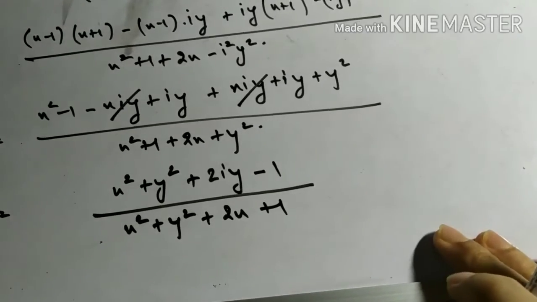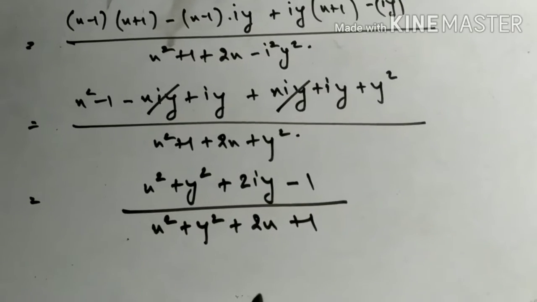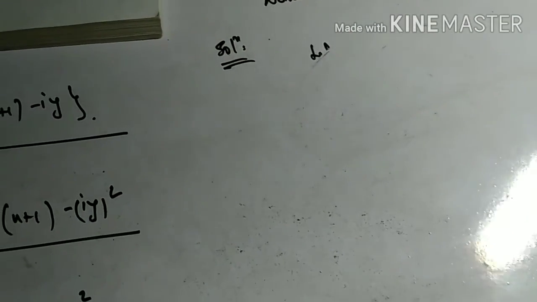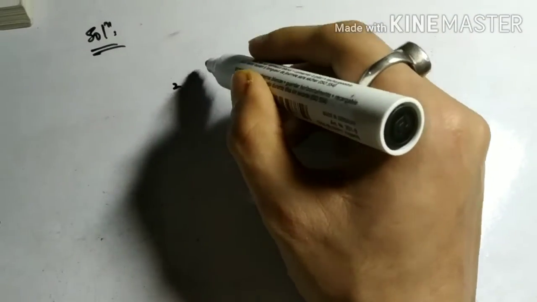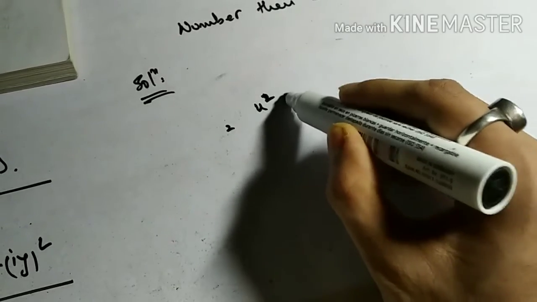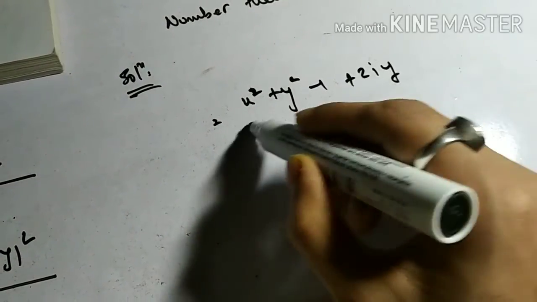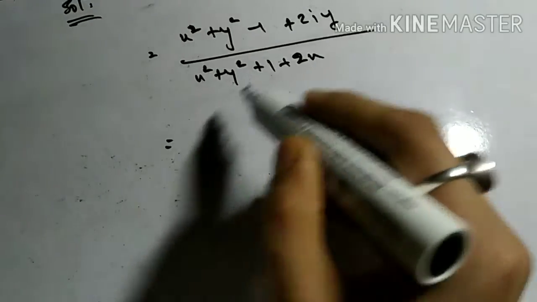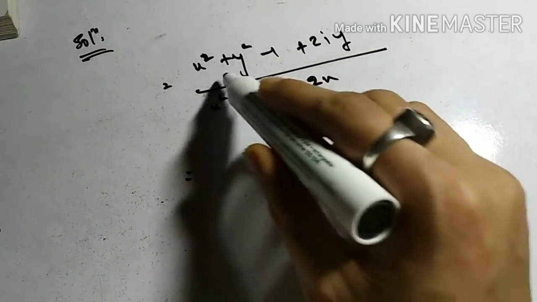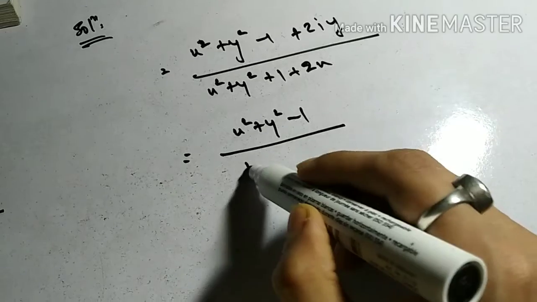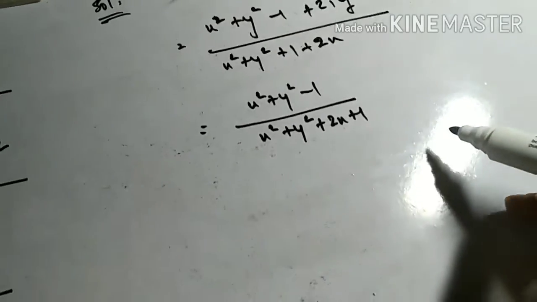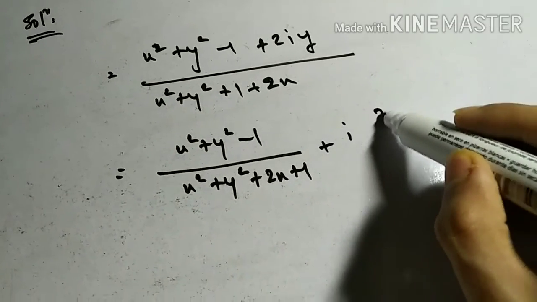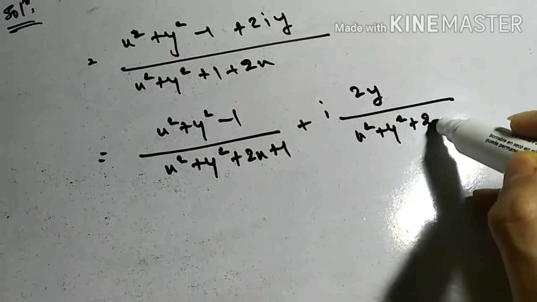Okay, so now in here you see real part and imaginary part, I will separate it. Understand? This thing again I will write as (x square plus y square minus 1 plus 2iy) by (x square plus y square plus 1 plus 2x). Now real part and imaginary part I will separate. So I will get (x square plus y square minus 1) by (x square plus y square plus 2x plus 1) plus i times 2y by (x square plus y square plus 2x plus 1).